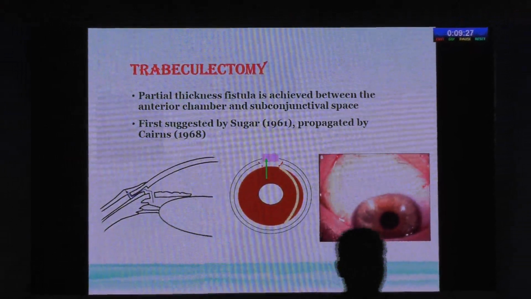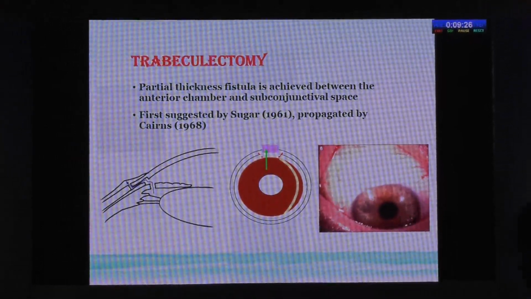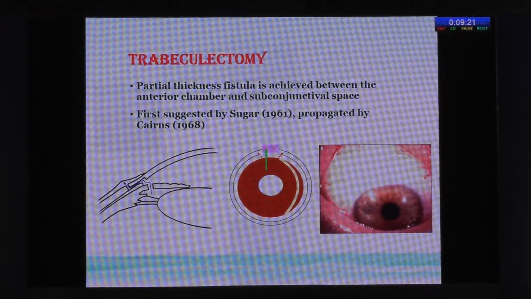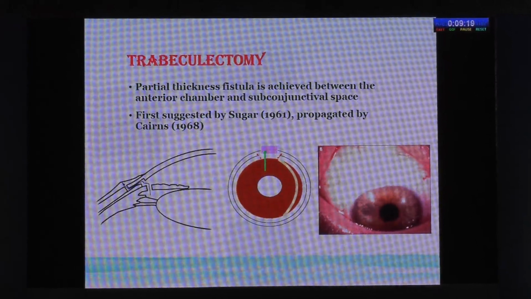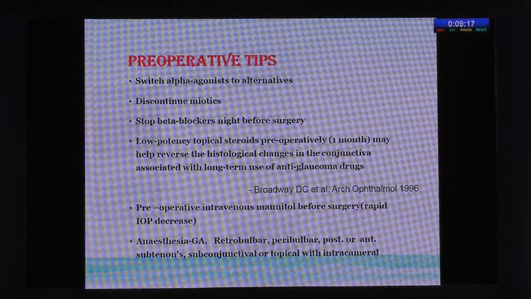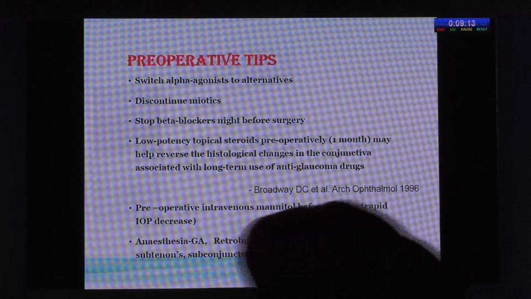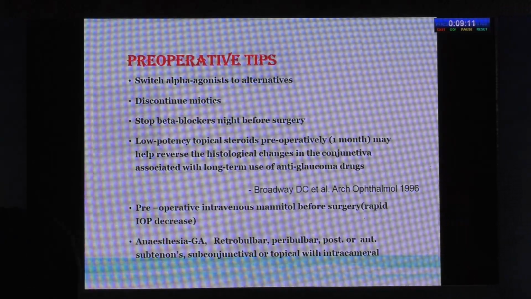As we all know, obviously this term was coined by Sugar and propagated by Kahns to describe a partial thickness fistula which is created between the anterior chamber and your subconjunctival space. But before we start doing a surgery, take the patient to the operating room, it is important that obviously all these patients are on anti-glaucoma medications for a long time.